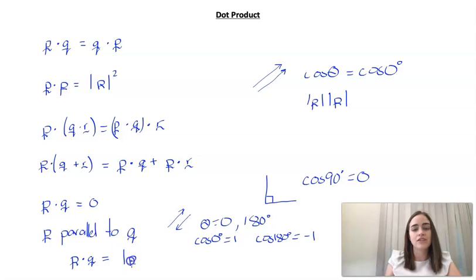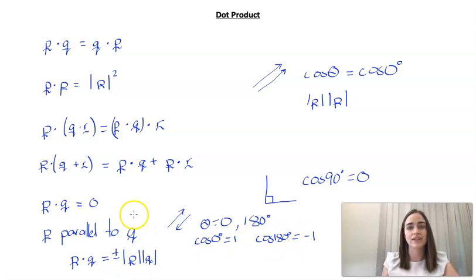So what we end up with is the dot product either being the magnitudes multiplied together, or the negative of the magnitudes multiplied together. If they're going in the same direction, we just have the magnitudes times together. If they're going in the opposite directions, we would have negative the magnitudes times together. All right, so that's having a look at the dot product.